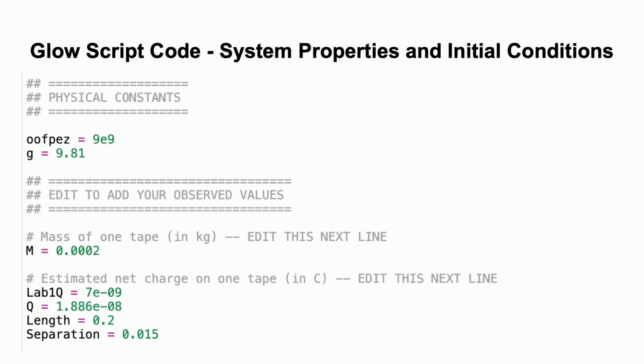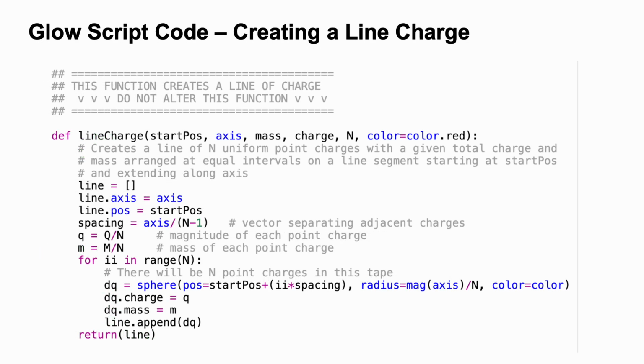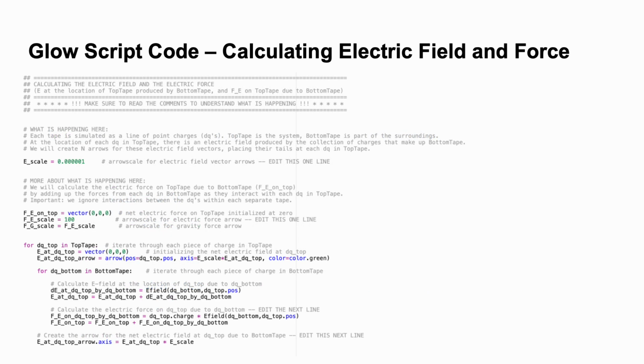This is the GlowScript code for the initial system properties and conditions. The mass of each tape was 0.0002 kilograms. The length of each tape was 0.2 meters, and the separation at force equilibrium was 0.015 meters. These lines of code create a line charge to represent the tapes. This code here is used to calculate the electric field from the lower tape, and also the forces acting from the lower tape on the upper tape, as well as describing the gravitational force acting on the upper tape.